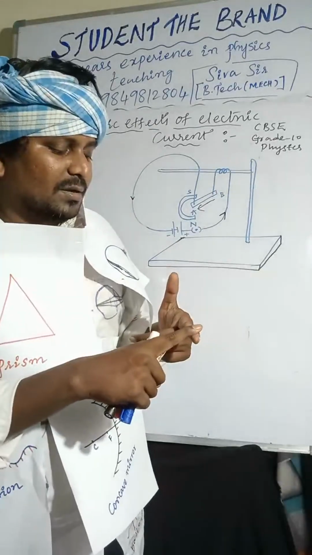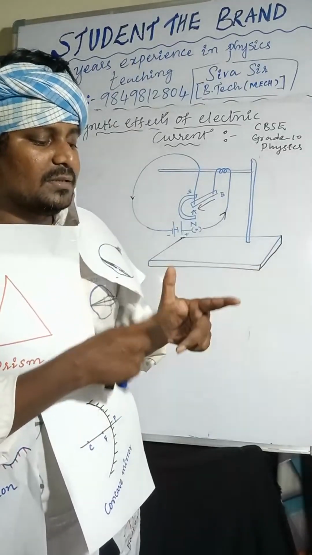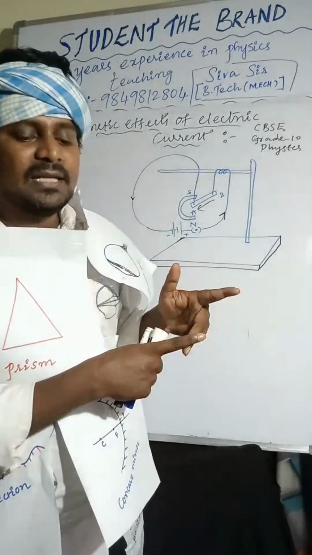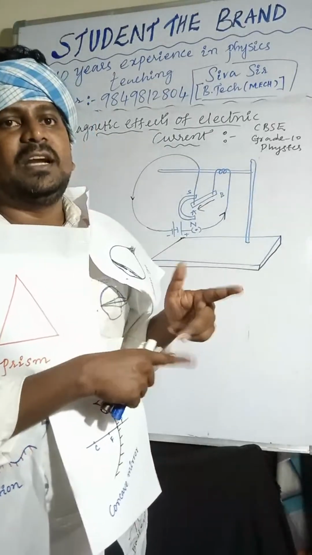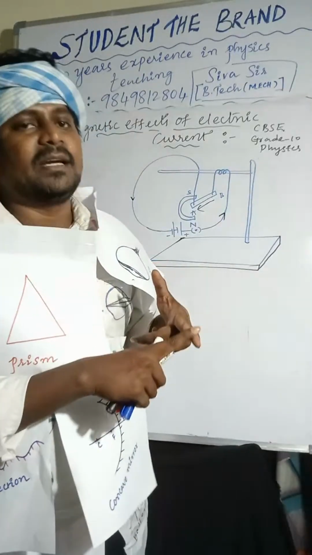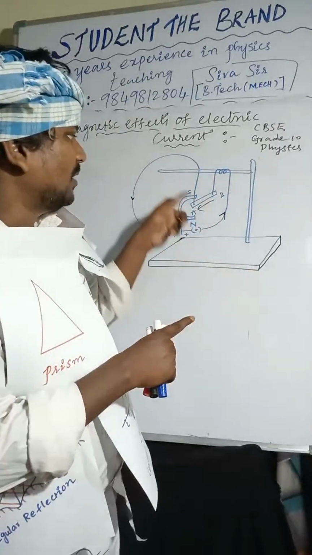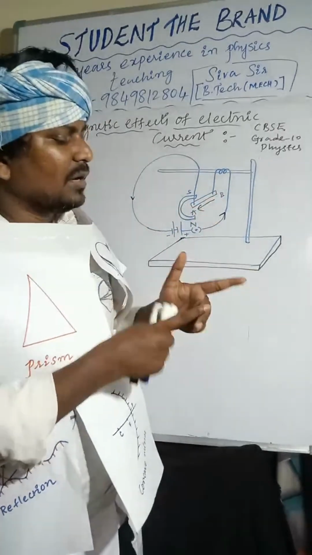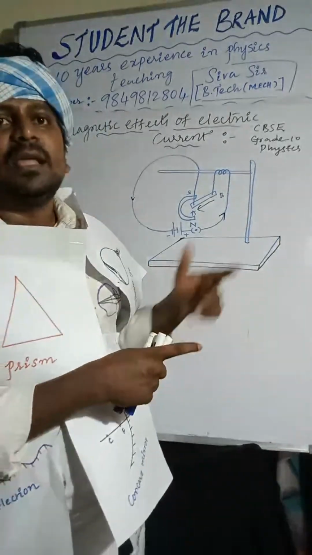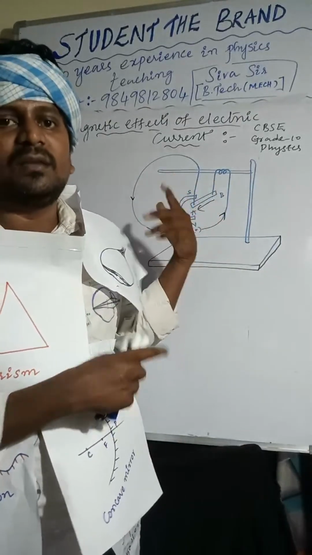Mother, father, child. Mother is the magnetic field, father is the force, and child is the current. The magnetic field, north to south, is fixed, and the current we know. So mother we know, child also we know. Then automatically we can identify the direction of the father, the force acting on the conductor.